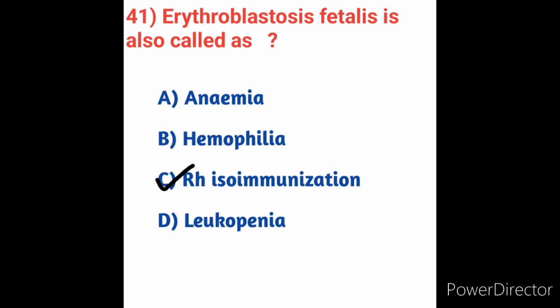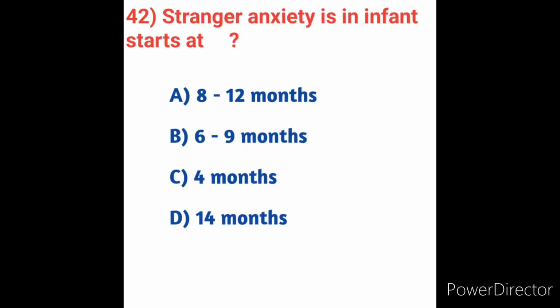So here erythroblastosis fetalis is also called Rh isoimmunization. Option C is the correct answer here. Next we will move on to question number 42.